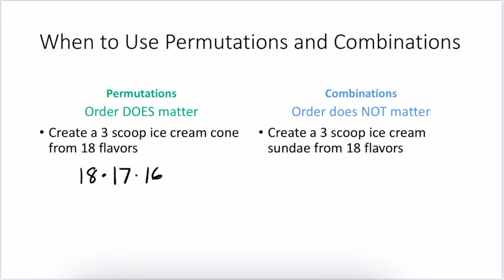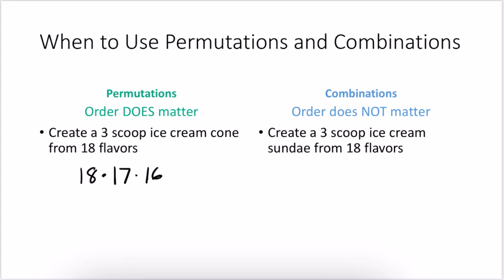But with combinations, it might be something like choosing a 3-scoop ice cream sundae. Because with an ice cream sundae, it doesn't really matter which ice cream flavor you put in first, because they're all in the same bowl. Versus on an ice cream cone, it would make a difference how you stack the ice creams, because that depends on which one you're going to eat first.